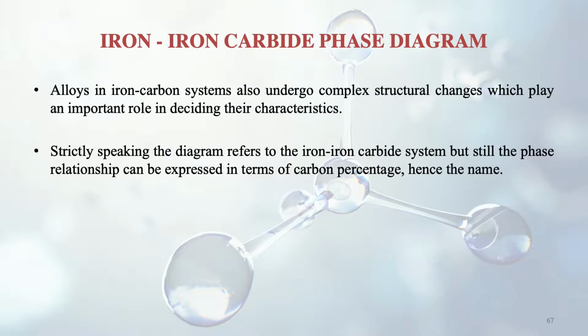Strictly speaking, the diagram refers to the iron carbide system, but still the phase relationship can be expressed in terms of carbon percentage. Hence the name is also given as iron carbon diagram.